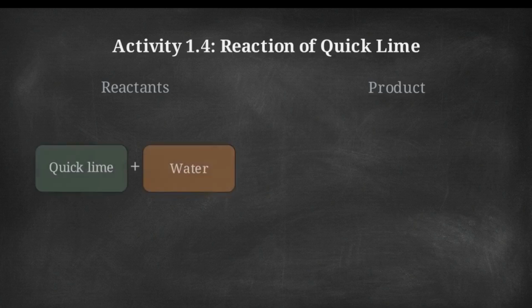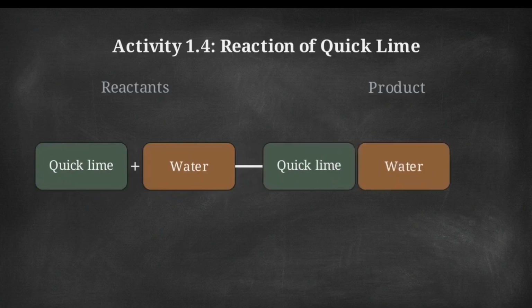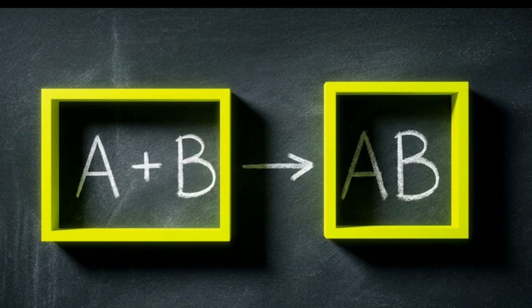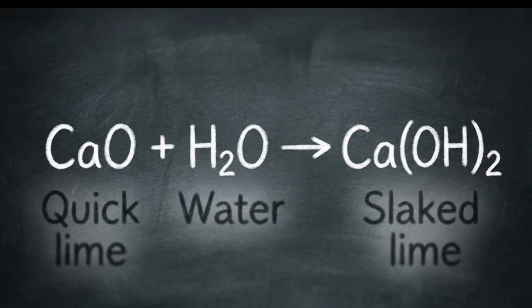You see the same structure in activity 1.4. Quicklime and water combine to form a single substance, slaked lime. Because combination reactions always follow this 2-into-1 structure, you can identify them by looking at the equation's reactants and products, rather than just the names of the chemicals.